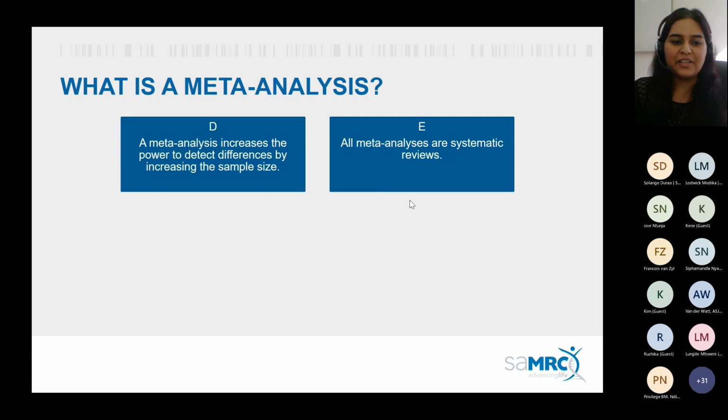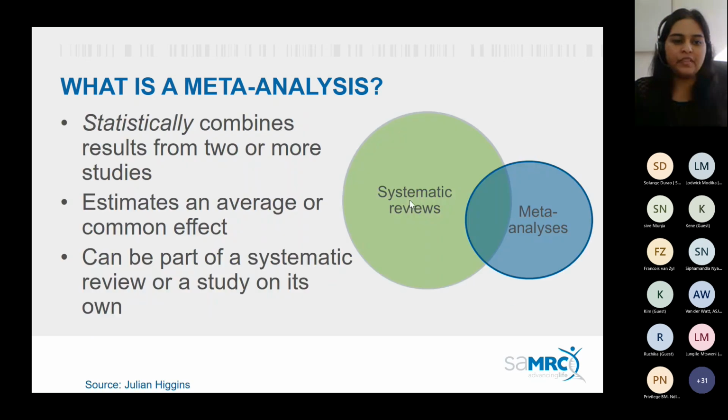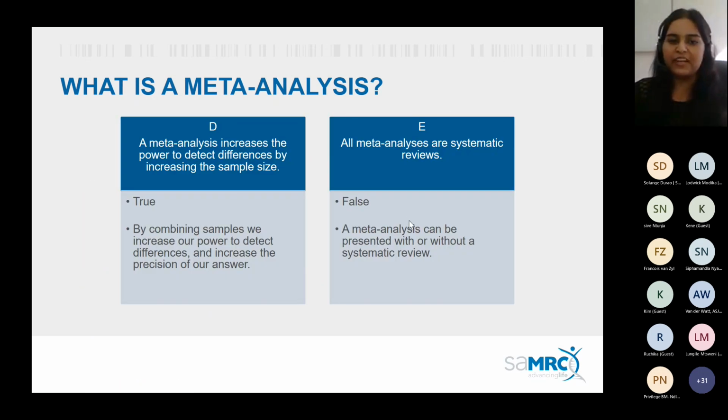That's wonderful. So D is in fact true and E is in fact false. So a meta-analysis increases the power to detect differences by increasing the sample size. This is correct because by combining the samples we have from the different studies, we're increasing our sample size, thus we're increasing our power to detect differences. And this also increases the precision in our answer or our confidence in the answer.